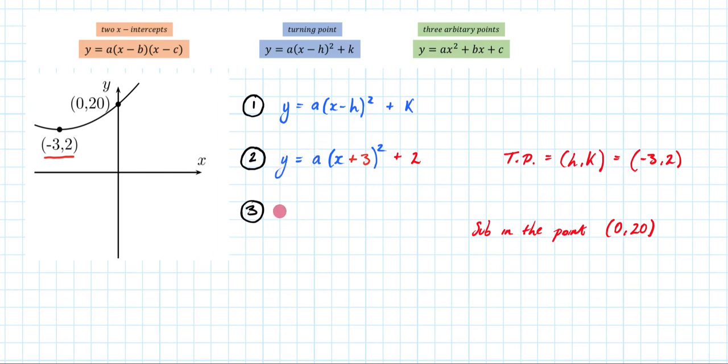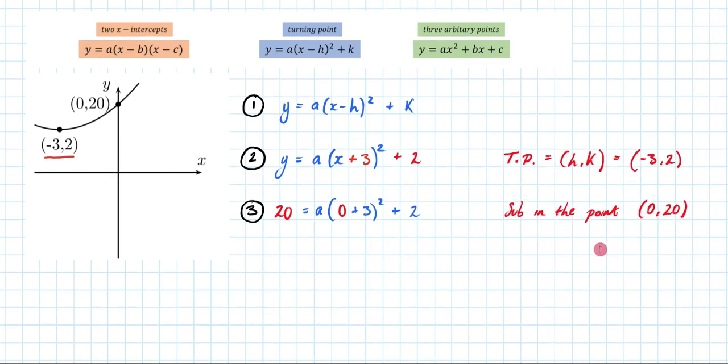So in my y spot, I will put 20. And in my x spot, I will put 0. (0 + 3) squared plus 2. I skipped a line here. Let me just pop this up here. Perfect. Now I'm simply going to rearrange until I can get what my a is.